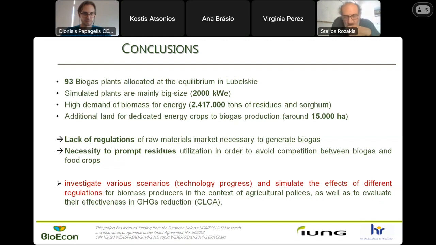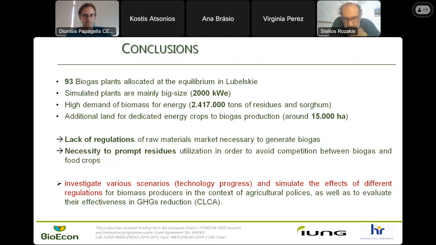in low fertility soils. So another finding is that there is lack of regulations for raw materials market necessary to generate biogas. And there is necessity to prompt residues utilization in order to avoid competition between biogas and food crops. There is a considerable amount of feedstock from residues that is selected by the model at the optimal solution. So that means that residues render more efficient the biogas industry.